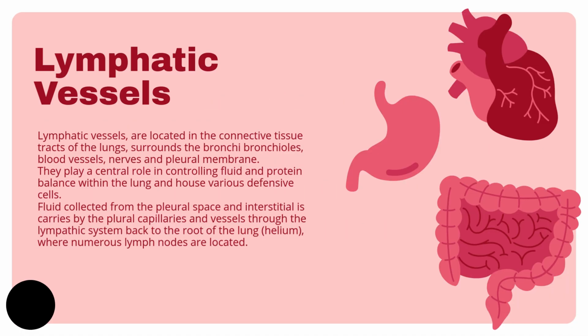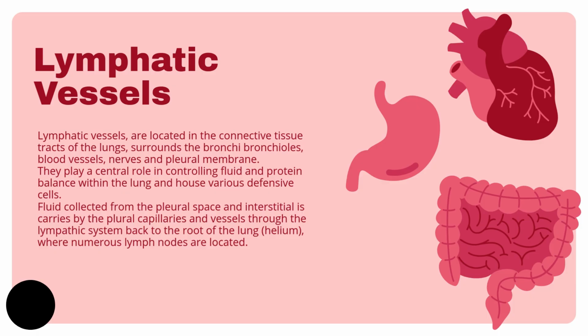Okay, lymphatic vessels. Lymphatic vessels are located in the connective tissue tract of the lungs, surround the bronchi, blood vessels, nerves, and pleural membrane. They play a central role in controlling fluid and protein balance within the lung and house various defensive cells. Fluid collected from the pleural space and interstitium is carried by the pleural capillaries and vessels through the lymphatic system back to the root of the lung, which is known as the hilum, where numerous lymph nodes are located.